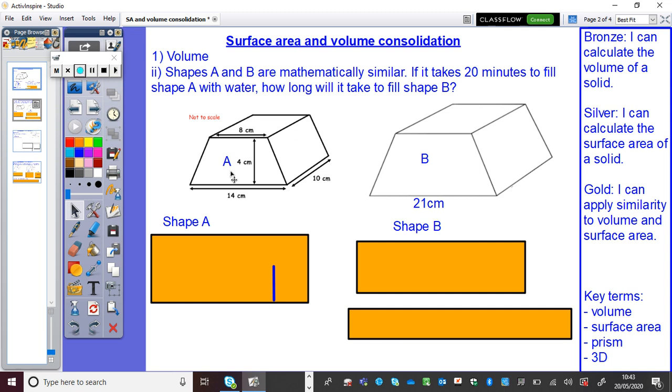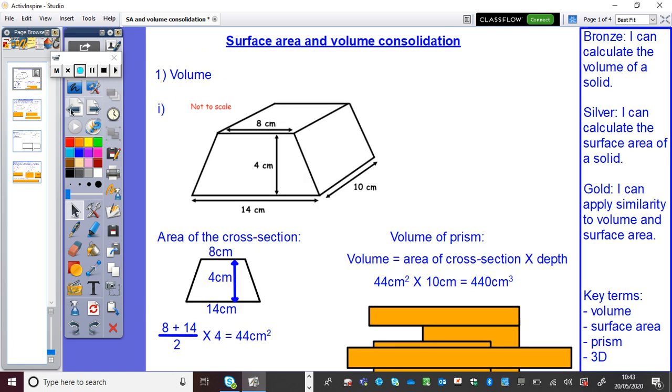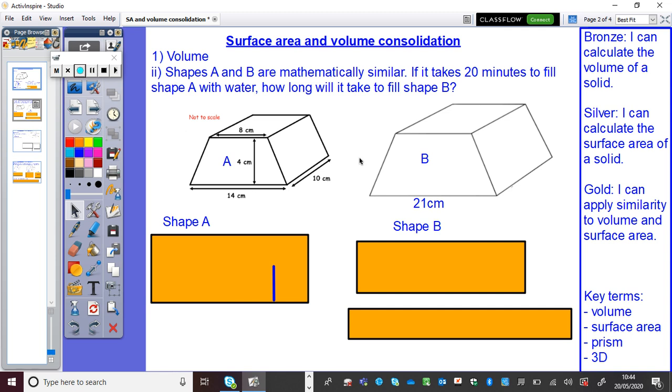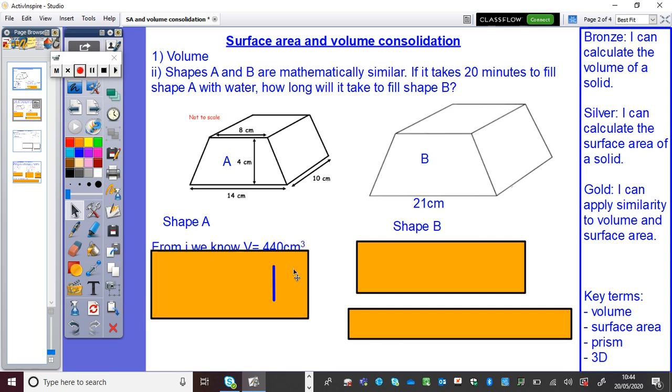So as you can see here, shape A is actually the same shape I've just looked at. I've also got part I and part II. That often means that the questions are related. Not always, but most of the time. So I know that I've just worked out that volume, and I've even said from part I we know that the volume is 440 centimeters cubed.